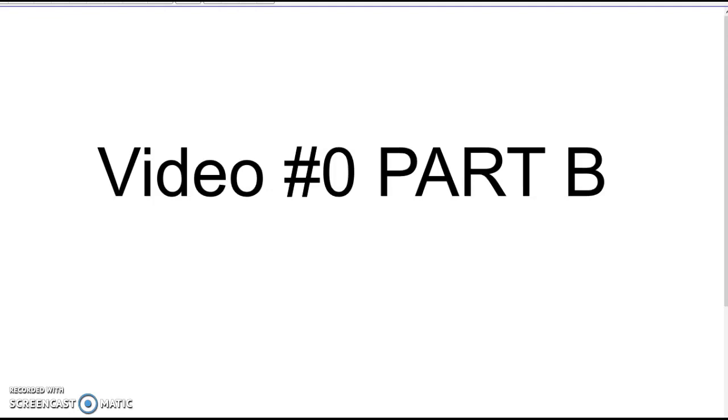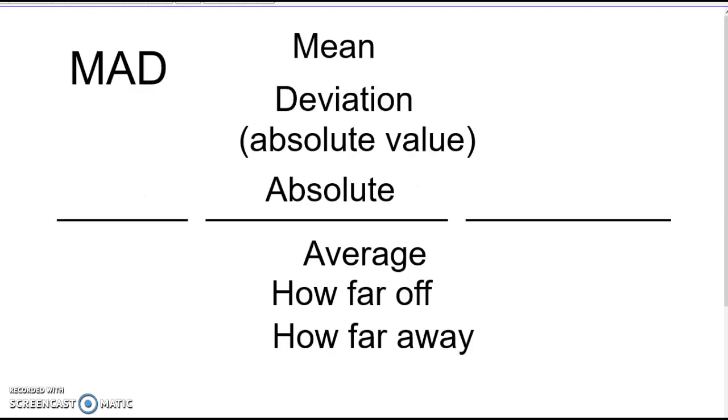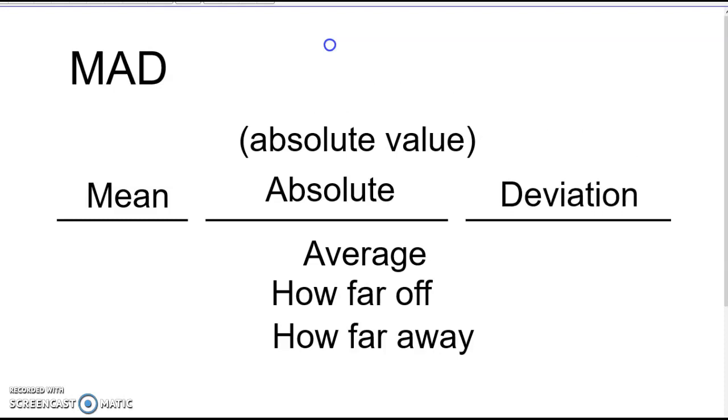Okay, we got cut off, so this is part B of our chapter 10, video 0. Here we go. This should just still keep going on your same note sheet. So MAD. I'm going to move these around, and when we're finished, we'll go through and you can write it down. If you haven't heard of MAD before, it stands for mean absolute deviation, okay?